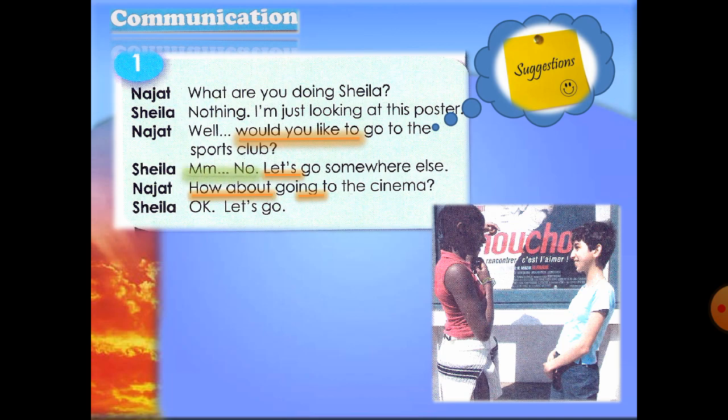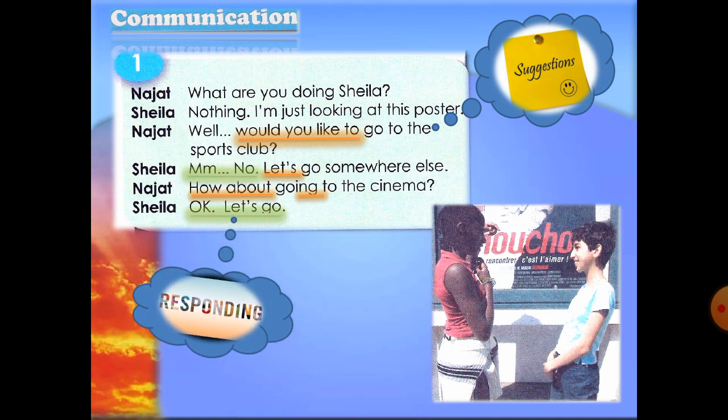Now, next part we are talking about no and okay, let's go. So these are two expressions we can use to respond to suggestions. So you can accept, or you can refuse. If you accept, you can say okay, or you can say simply no.